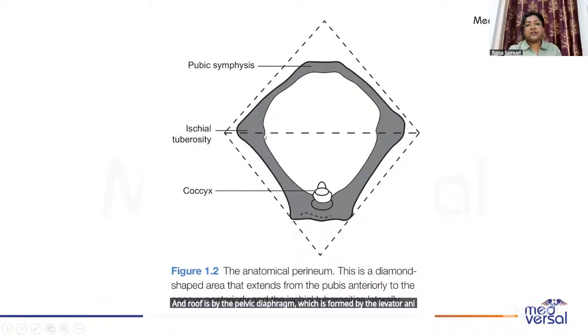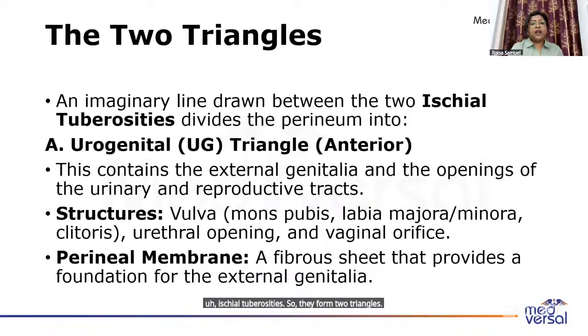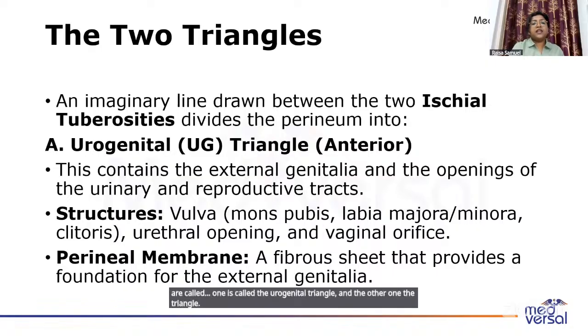So here you can see the diamond-shaped area extending from the pubic symphysis. This is the coccyx, and the two ischial tuberosities. So they form two triangles. The two triangles are called the urogenital triangle and the anal triangle. An imaginary line is drawn between the two ischial tuberosities and divides it into two triangles.